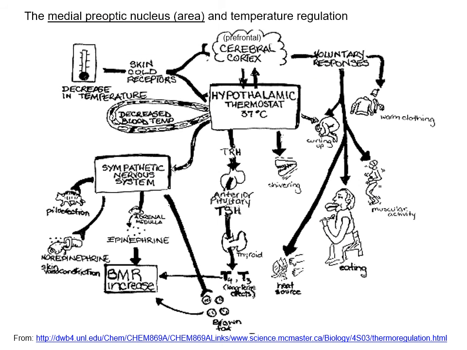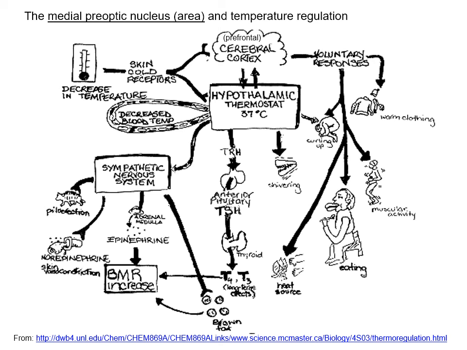Last, I wanted to use the medial preoptic nucleus or medial preoptic area as a nice example for how the hypothalamus controls homeostasis. The three limbs of hypothalamic control of homeostasis are shown very nicely on here. So this is an example of the body's response to cold.